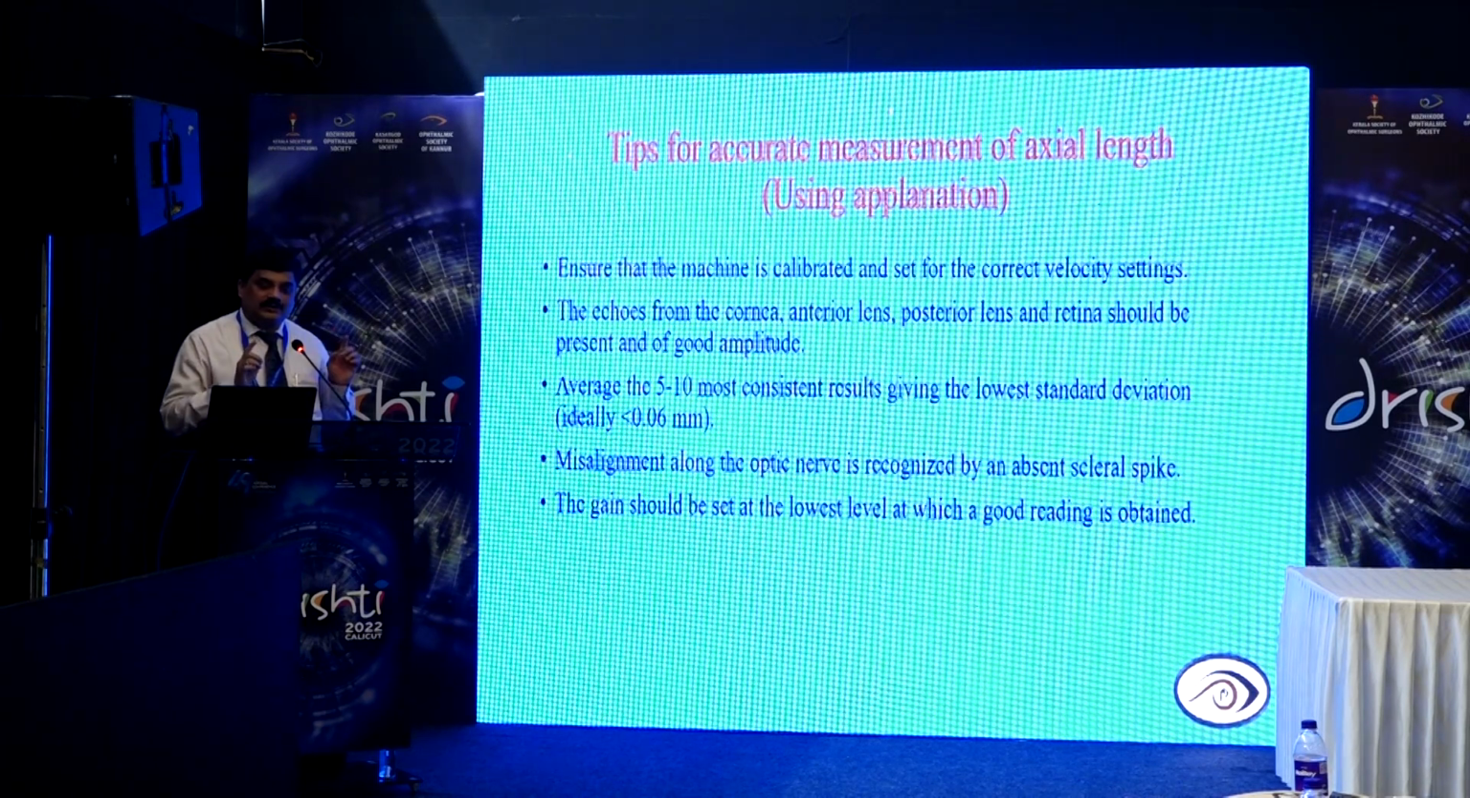Always you should look for the echoes from the cornea, anterior lens, posterior lens and retina, which should be present in a very good amplitude. Normally an average of 5 to 10 readings is most consistent, giving the lowest standard deviation. So the average has to be between 5 to 10. Misalignment along the optic nerve is recognized by an absent sclera spike.